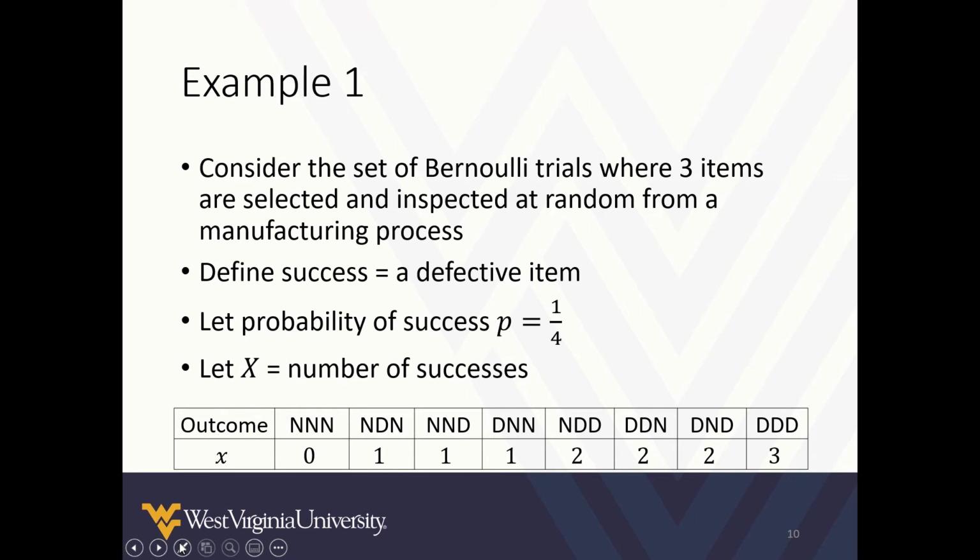In our case, we're going to let x equal the number of successes. Below, I've included a chart that lists all of our possible outcomes, aka our sample space, and its corresponding x. Remember, that's our number of successes, which means every x should correspond to the number of letter D's in the outcome. And if you notice, our x's were either a 0, a 1, a 2, or a 3. That is going to form the basis of our probability distribution.